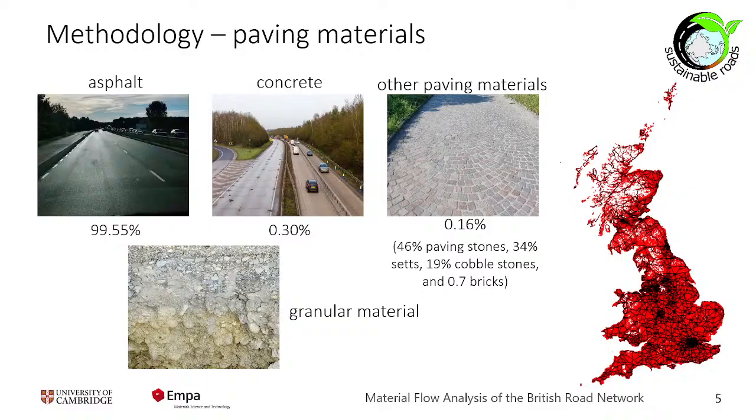How does it look now on our road network? As we showed already, mainly asphalt is used, roughly around 99%, then a little bit of concrete and other paving materials, and everything of this sits on top of granular materials, sand, gravel, compacted nicely. And then natural earth, which is not really considered any further in this case.